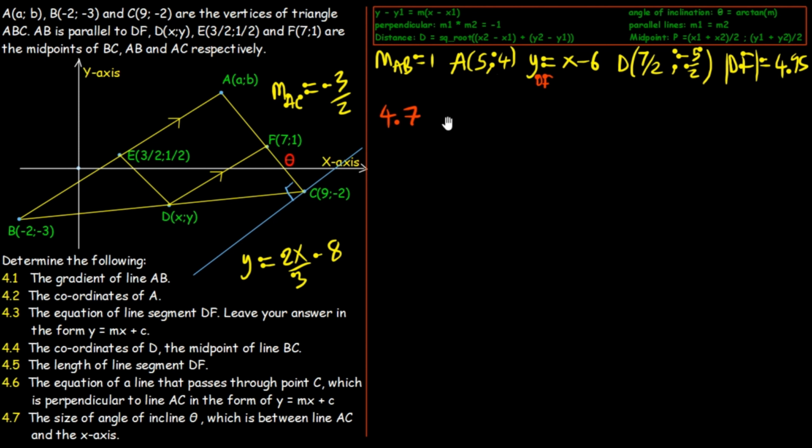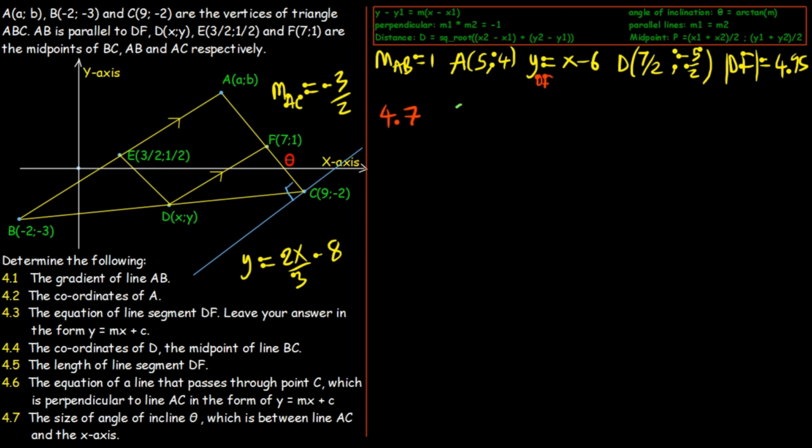So let's move on to question 4.7, where we need to find the size of the angle of inclination theta, which is between line AC and the x-axis. Alright, so this is the angle which we need to determine. We're going to use this formula to solve it.